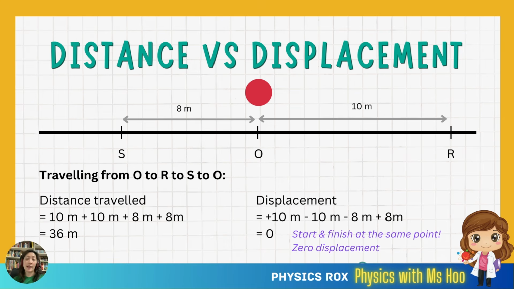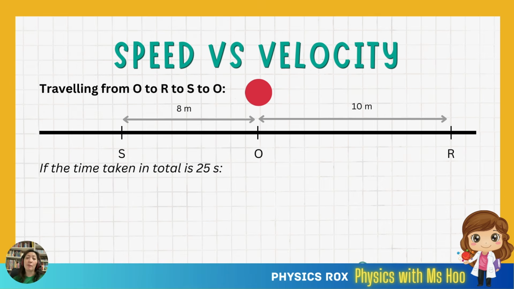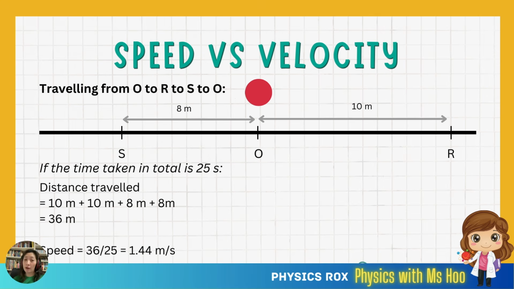So now let's look at speed and velocity. Starting first with speed, let's say the time taken for the entire motion is 25 seconds. We know that the distance traveled is 36 meters. So we take the speed as 36 divided by 25, and this gives us the average speed of 1.44 meters per second for the entire motion.